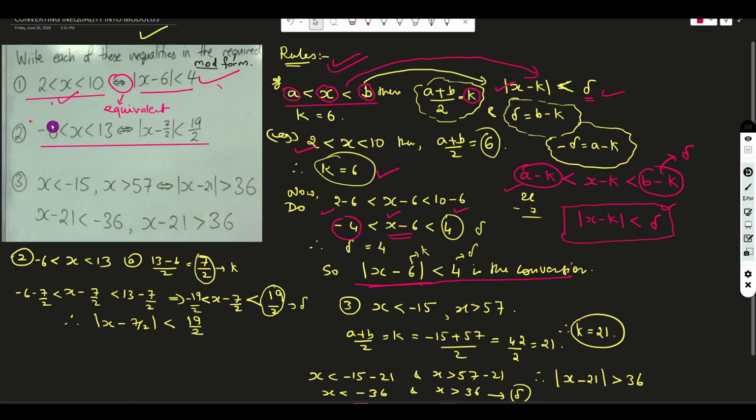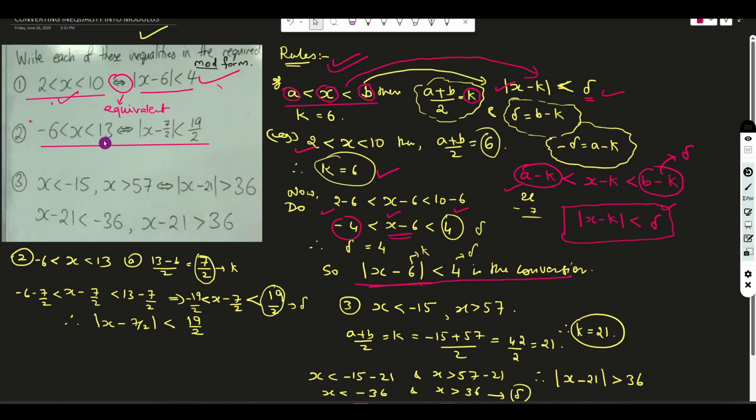Now here again we will start from the left hand side, that is minus 6 less than x less than 13, or you can say x is between minus 6 and 13. You can read it in many ways. The best way of reading this is x is between minus 6 and 13. Or you can read it this way, x is less than 13 and x is greater than minus 6. Or minus 6 is less than x and x is less than 13. So all the three ways, you can read it.